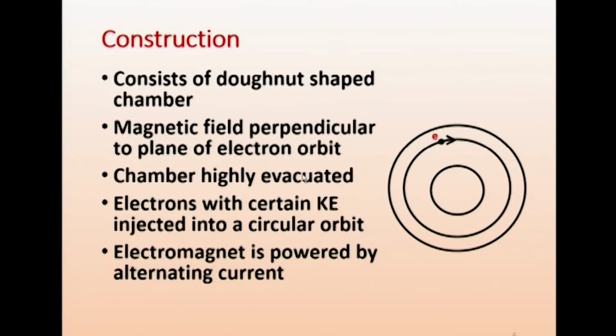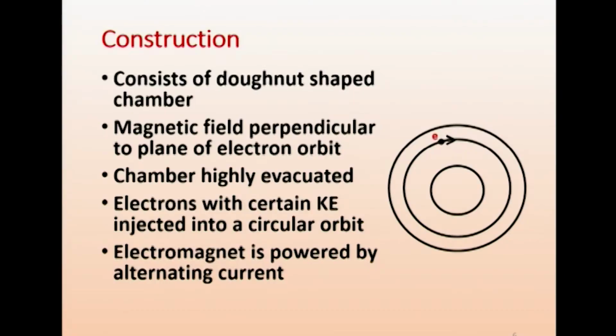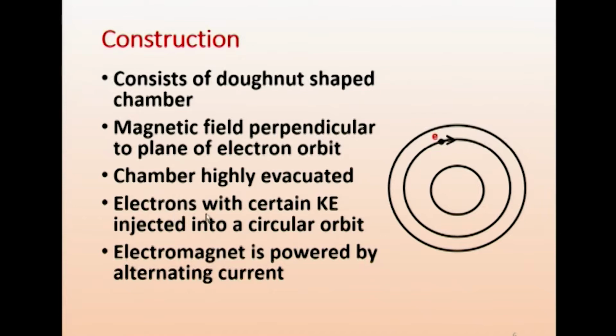The chamber is naturally highly evacuated. See this hollow chamber, it should be evacuated. If it has air or some other gas, the electron will bombard that and lose its energy, or it will cause ionization. If it is a vacuum, it will be able to move around without interacting with any other target. Electrons are injected with some kinetic energy into a circular orbit. The injection is not shown in the figure. The electrons are injected and will take a circular path inside that hollow chamber.